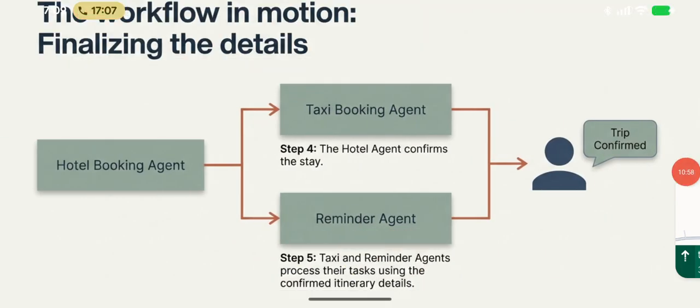So if you are booking in parallel, once the hotel booking and the taxi booking are done, the reminder agent is set with all the information. With the event triggering, the agent will activate and provide the reminder to the user who has done the booking.